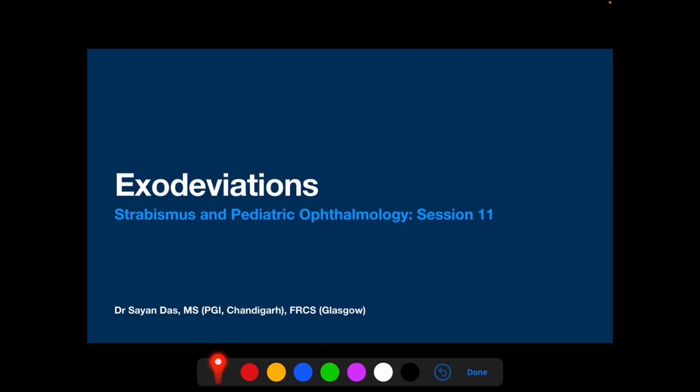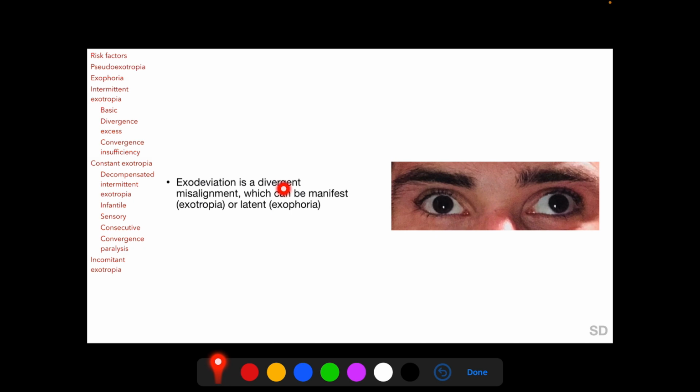Welcome. In this session, we'll discuss exodeviations. An exodeviation is a divergent misalignment between the two eyes, which can be either manifest, when it is called an exotropia, or latent, when it is called an exophoria. We have discussed the difference between tropias and phorias in the session on motor evaluation of a strabismus patient, and this photograph shows a patient with a manifest exodeviation, that is an exotropia.